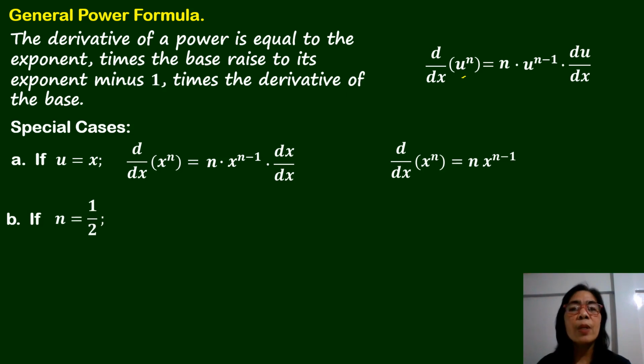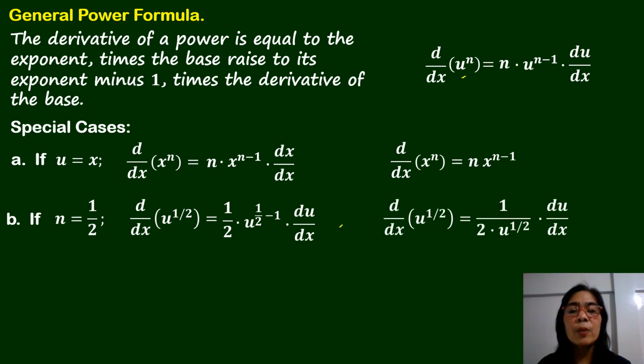Another special case is if the exponent n is equal to 1/2. So our power formula becomes the derivative of u raised to 1/2. Applying the power formula, it gives us the exponent 1/2 times the base raised to the exponent minus 1 times the derivative of the base. Simplifying this, the derivative of u raised to 1/2 is equal to 1 all over 2 times, since u raised to 1/2 minus 1 becomes u raised to negative 1/2, and it becomes a factor u raised to 1/2 in the denominator.